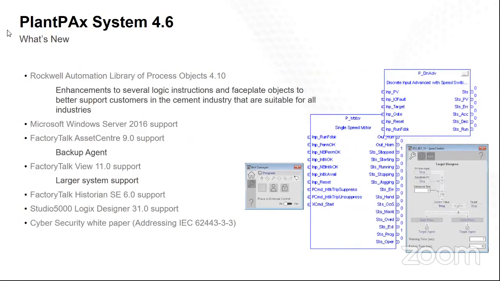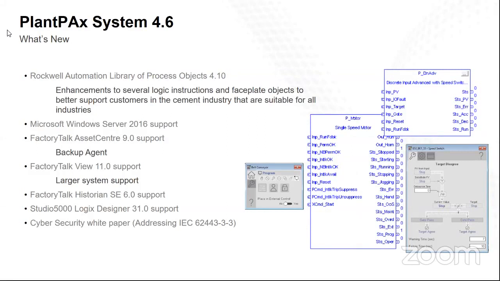Okay, with PlantPAx 4.6, we do have some new process objects that came out, and we'll talk a little bit about those. We have Server 2016 support, which is a big deal. We have Asset Center version 9, which also has a new backup agent. So if we're doing a redundant Asset Center system, it makes it easier to back it up. Yeah, we'll back up the FactoryTalk View system and the HMI system as part of the actual application.